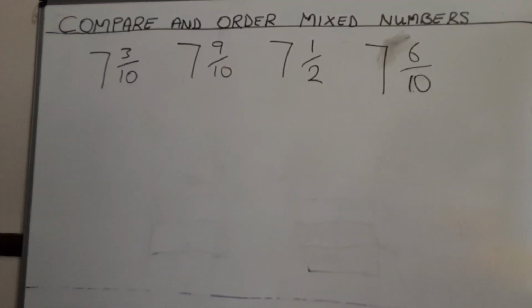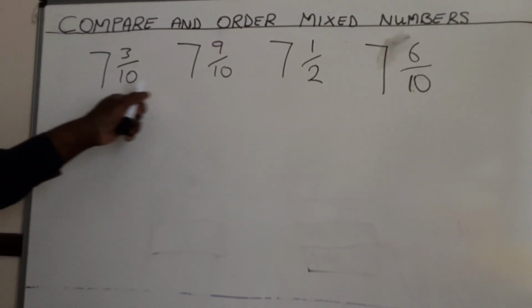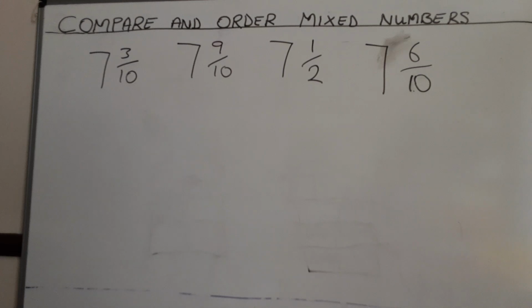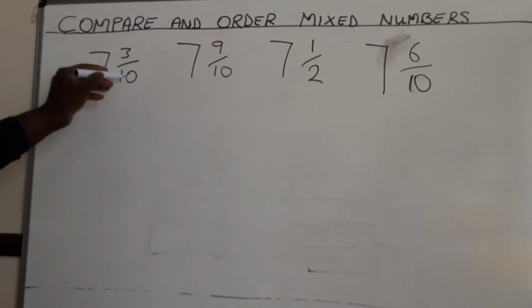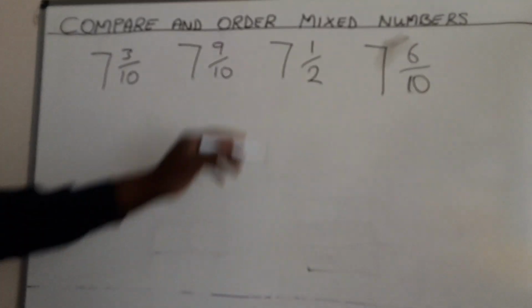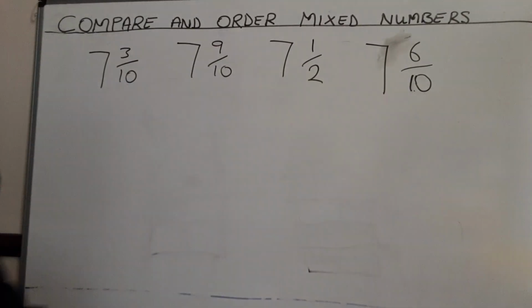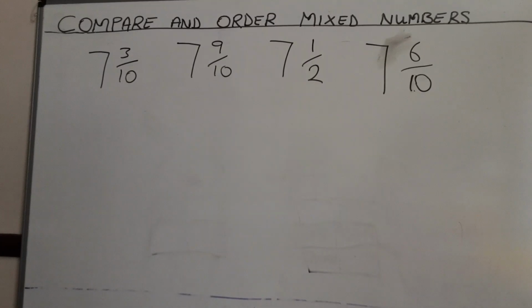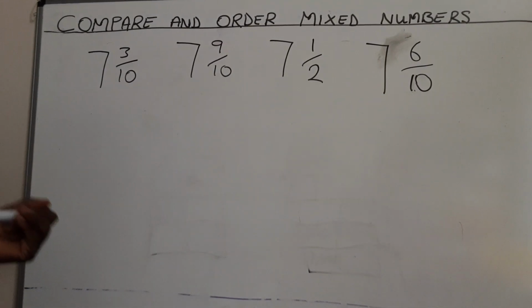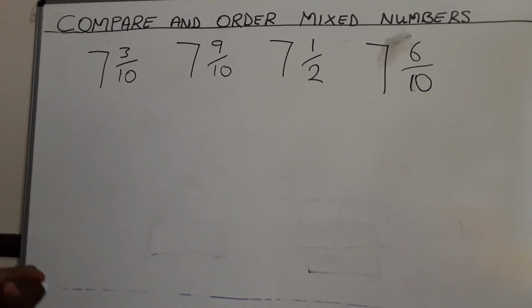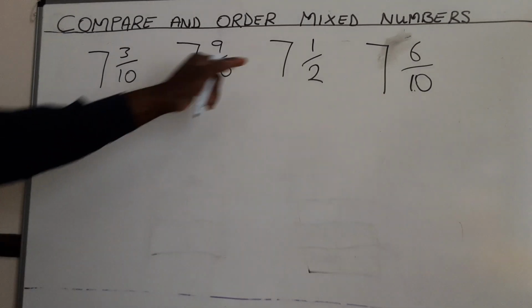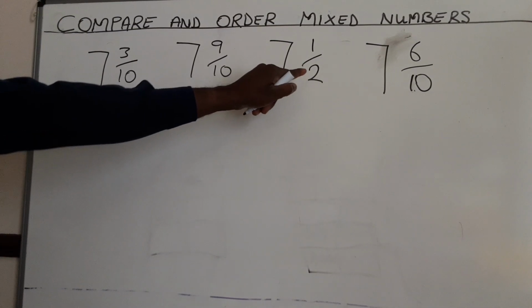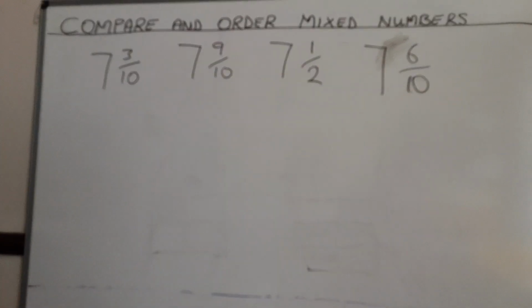As the rule says, if all the wholes are the same, now we have to move on and compare the fractions. But hold on, we can see that this is 3/10, this is 9/10, this is a half, and this is 6 over 10. So we can clearly see that the denominators are not the same. This is a half. To be able to compare the fractions, we have to make the denominators the same, so we have to change this.